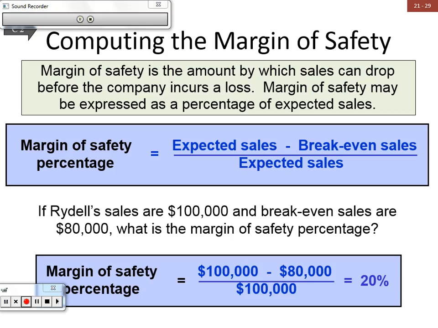Break even is when you don't have a loss or a gain. But if you drop below break even, what happens? You have a loss. So how are they different? This one is a safety. Safety, break even, call it what you want. Still, how are they different? Break even, we determine in dollars and in units to make sure that the company does not go below. Can we equate that to margin of safety, or is it different?